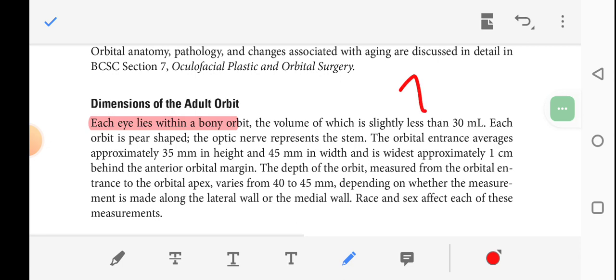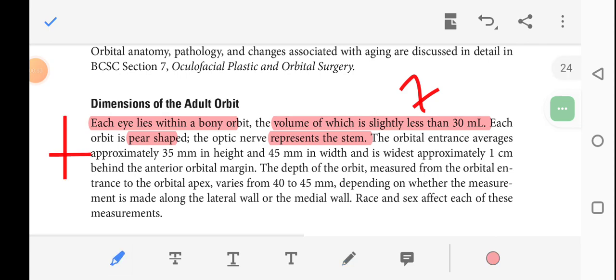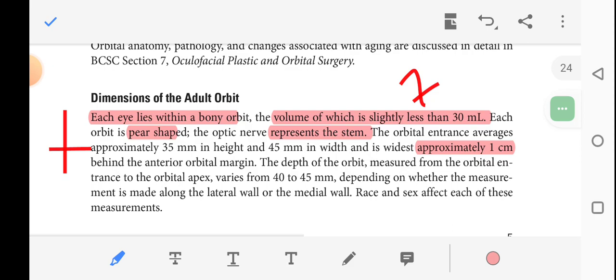It is made up of 7 bones and the volume of each orbit is slightly less than 30 ml. The shape of the orbit is pear-shaped and the optic nerve represents the stem or the root. The orbital entrance averages about 35 millimeter in height, 45 millimeter in width, and it is widest approximately 1 centimeter behind the anterior orbital margin.